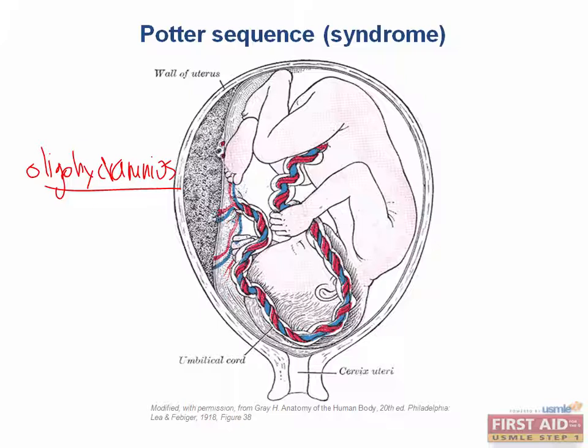In contrast, polyhydramnios is associated with too much amniotic fluid present in the uterus. Polyhydramnios is associated with certain fetal malformations such as esophageal or duodenal atresia and anencephaly, both of which result in the inability of the fetus to swallow the amniotic fluid. Remember, the fetus must swallow the amniotic fluid so that the lungs can develop properly. If no swallowing occurs, excess amniotic fluid will accumulate in the uterus.